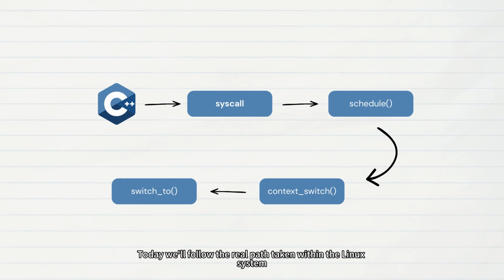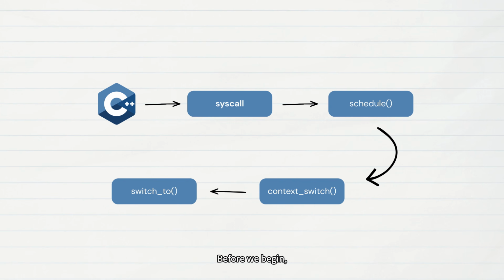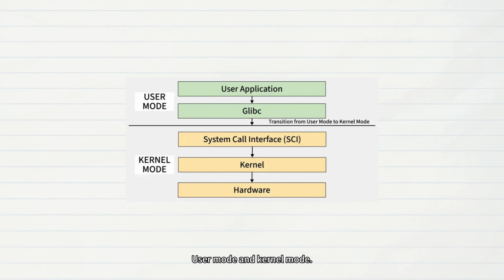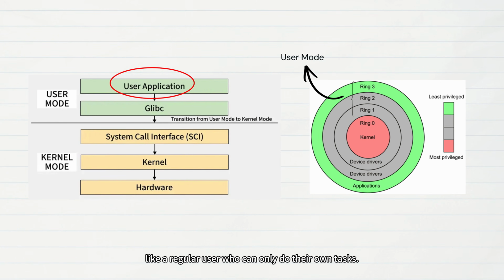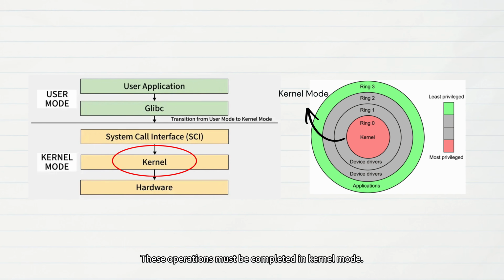Today, we'll follow the real path taken within the Linux system from start to finish to see exactly how a context switch happens. Before we begin, we need to be familiar with 3 concepts. First, user mode and kernel mode. The C++ functions we usually write, addition, subtraction, multiplication, division, business logic, all run in user mode. User mode has very low privileges, like a regular user who can only do their own tasks. Want to control the CPU, pause a thread, or switch tasks? Don't even think about it. These operations must be completed in kernel mode.